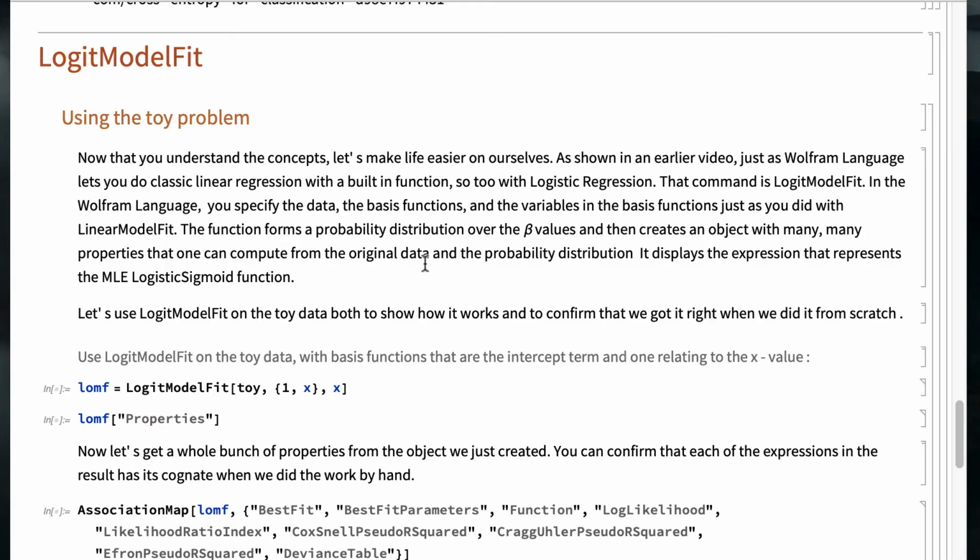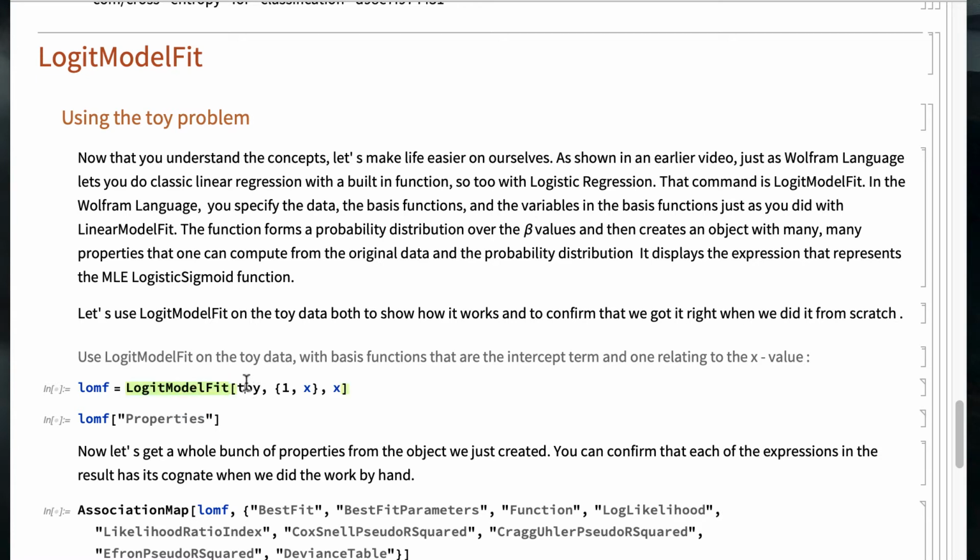I just showed you how to do logistic regression from scratch. Now, let's show you how to do it the easier way, now that you understand the concepts. And the function here is LogitModelFit. It works basically exactly the same as LinearModelFit. So let's use it on our toy problem.